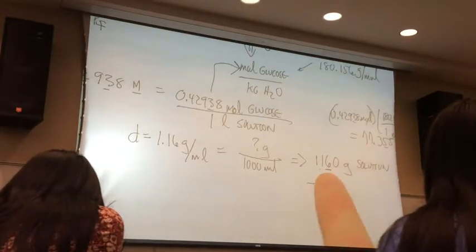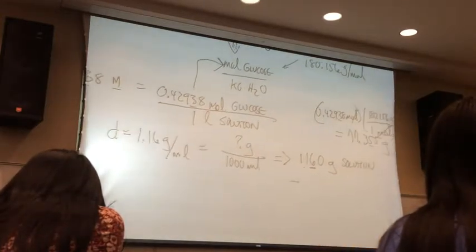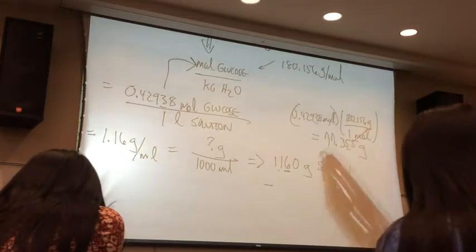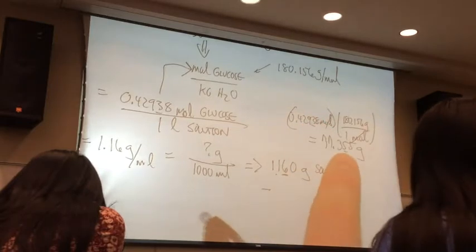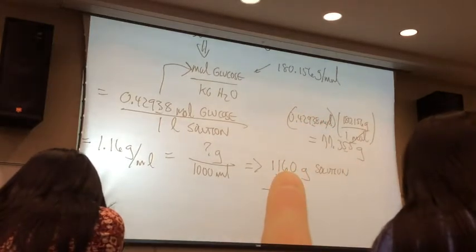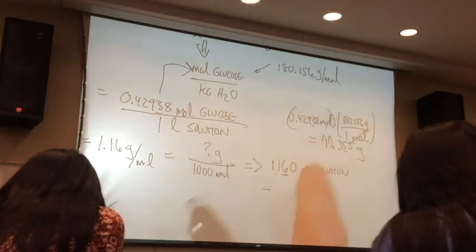So I'm going to subtract that from this to figure out grams of water. This is how many grams of glucose. That many moles is that many grams. This is the grams of solution. This minus this will give me grams of water.